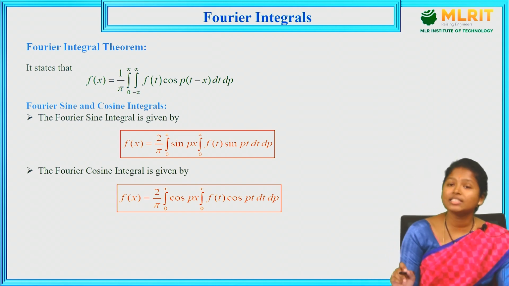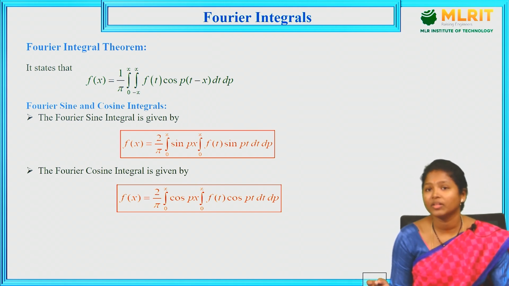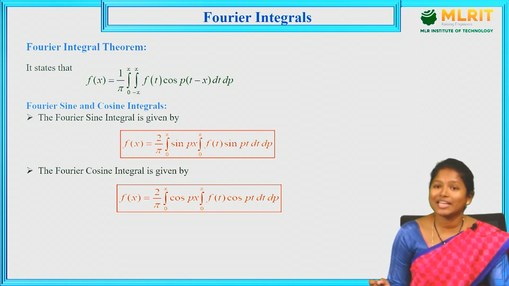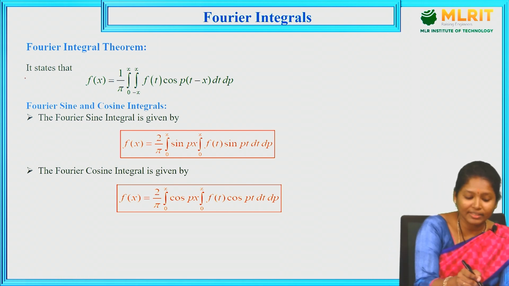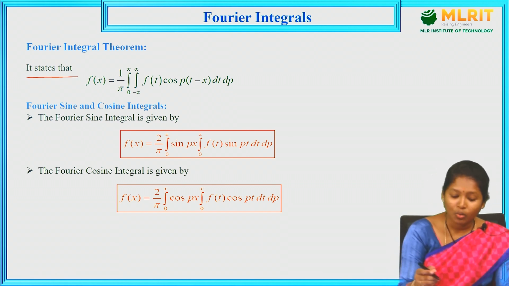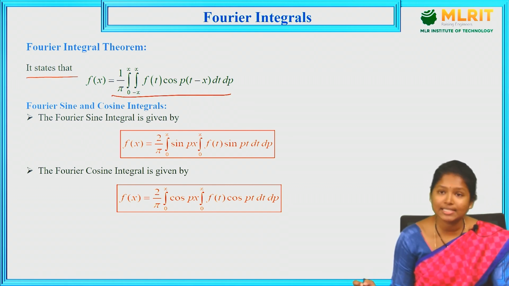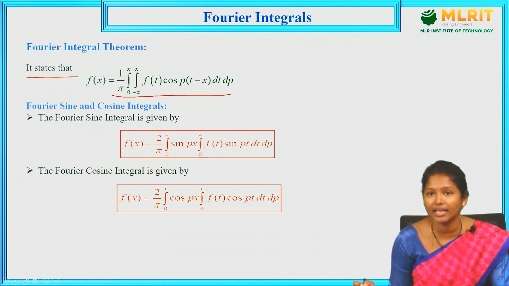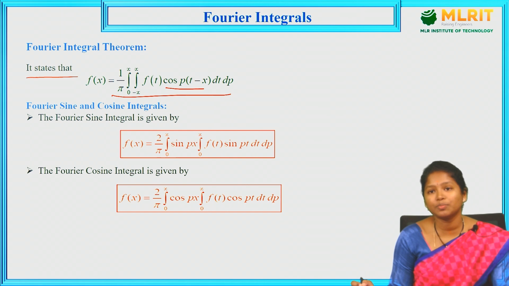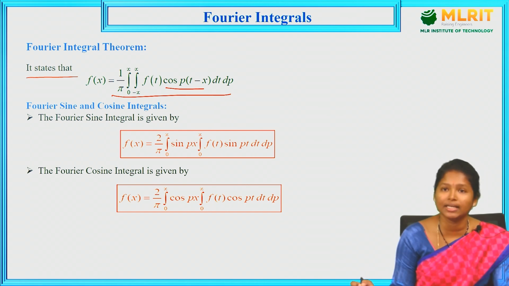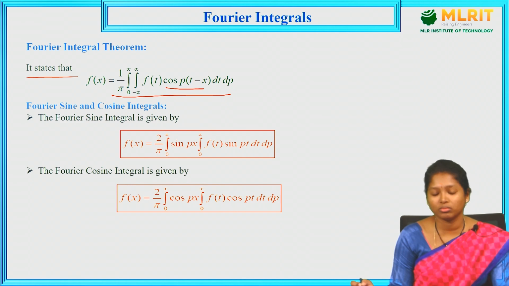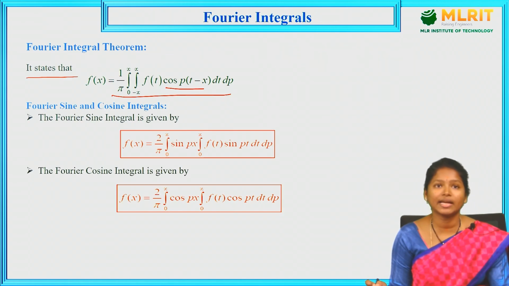Okay, first we will discuss the Fourier integral theorem. In your syllabus we only have the statement, so I have written it as: it states that f of x equals 1 by pi integral 0 to infinity, integral minus infinity to infinity, f of t cos p(t minus x) dt dp. We don't have the proof, so I have only written the statement.